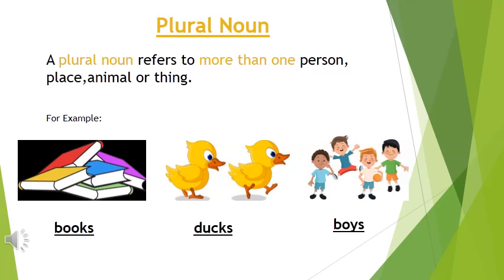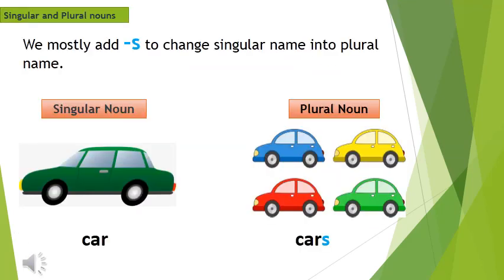Now look at some rules of changing singular noun into plural noun. To change singular noun into plural noun, we mostly add s. Look at the examples. Singular noun car. To change car into plural noun, we will add s. So it will become cars.